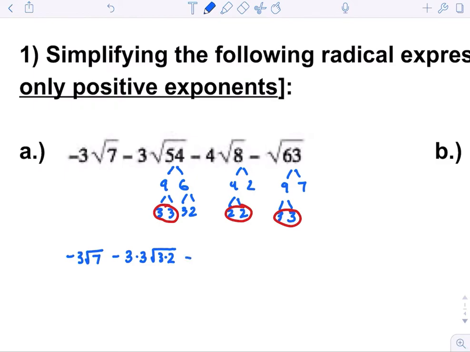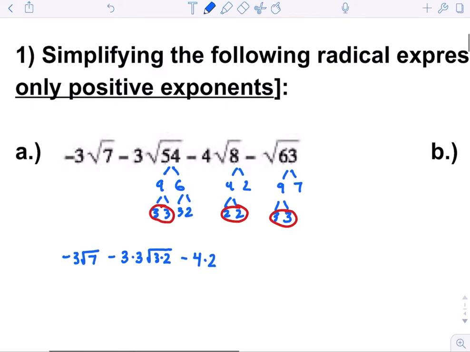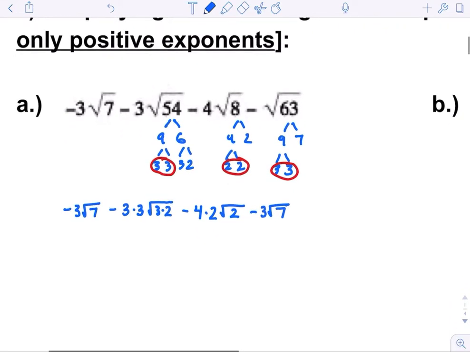Okay, moving on, minus 4. We found a pair of 2's. So one pair of 2's gets to come out. Radical leftovers 2. And then this last one, a pair of 3's we found. So a 3 gets to come on the outside, and the leftovers have to stay on the inside.